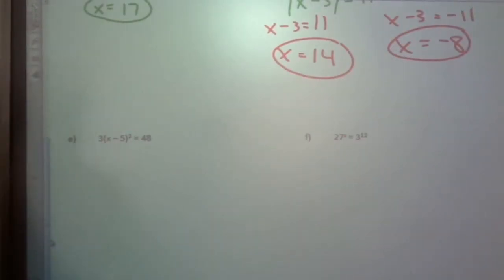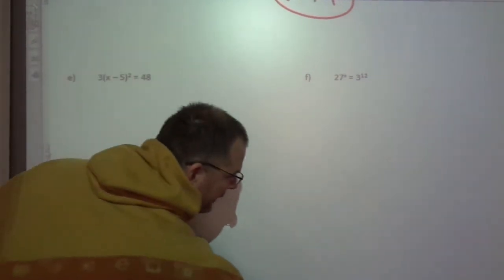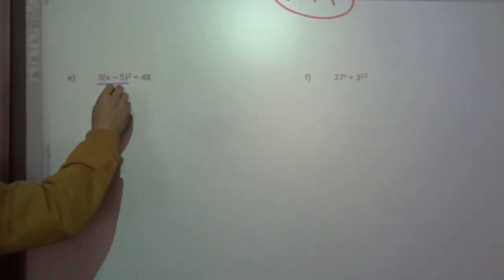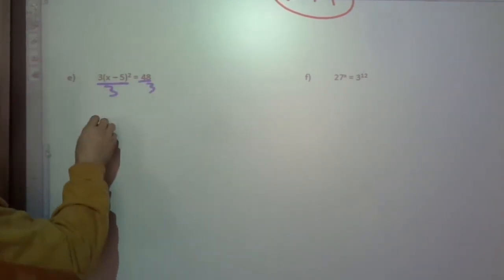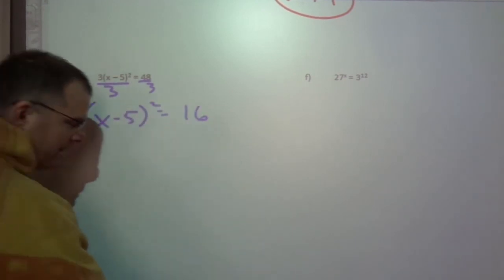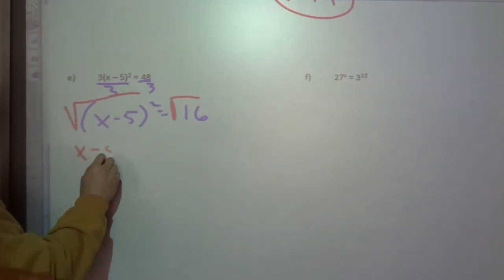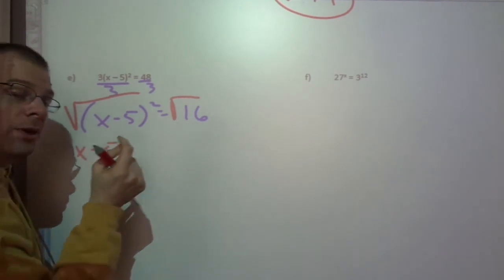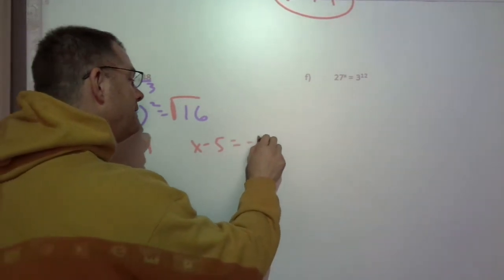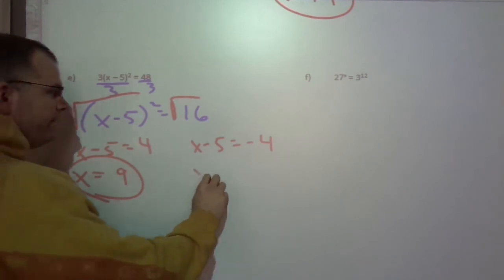Over here, okay, I would love to take the square root to get rid of the squaring, except for that 3 is in the way, and I can't distribute because this is being squared. So instead, I'll divide by 3 on both sides. That gives me x minus 5 squared equals 16. Now, all that's left is the squaring, so I can square root both sides, and x minus 5 equals the square root of 16, which we know are 2 different things. We know that 4 squared is 16, and also negative 4 squared is 16. So this gives me 9, and this gives me 1.